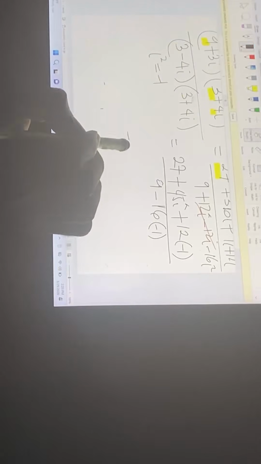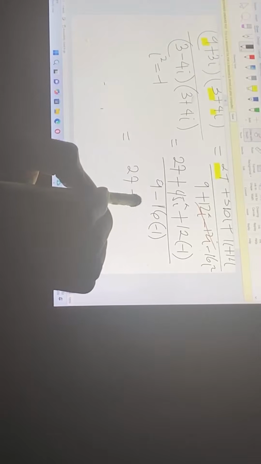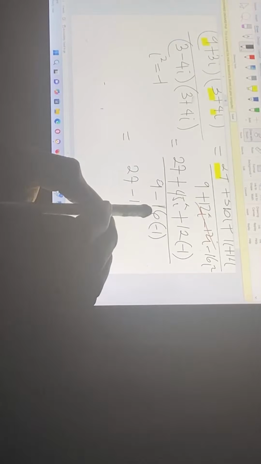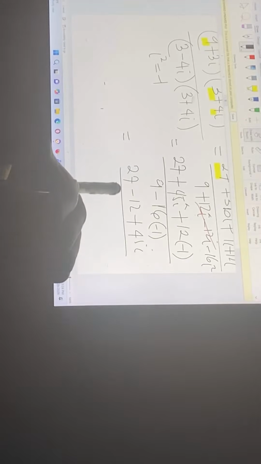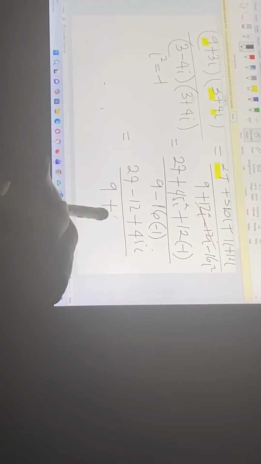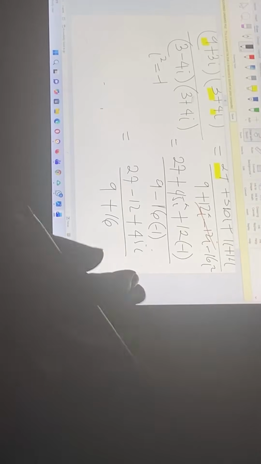This will be equal to 27 minus 12, that is plus times minus will give us minus, plus 45i over 9 plus 16. So punch your calculator, class. 27 minus 12 will give us 15. Okay, so I will have 15 here.